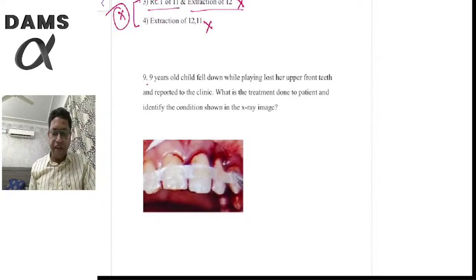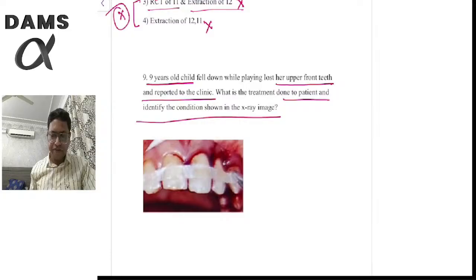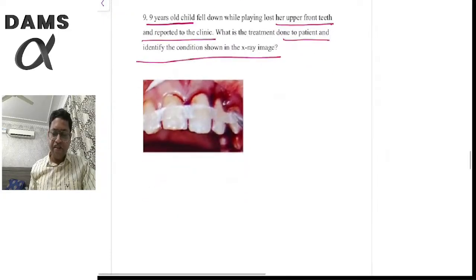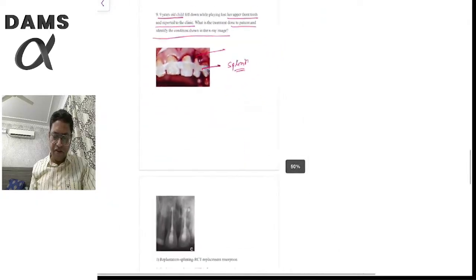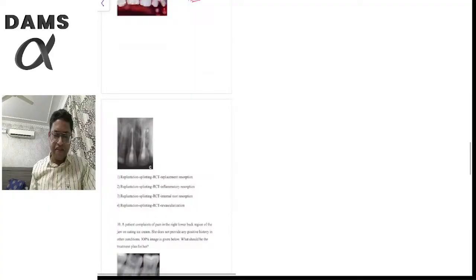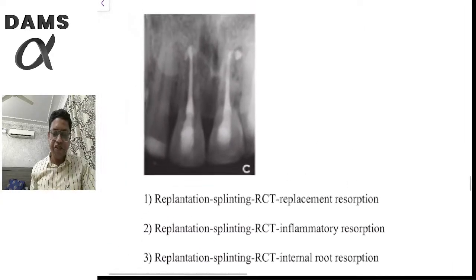A 9-year-old child, again a sort of clinical history based question. A 9-year-old child fell down while playing and lost her upper front teeth and reported to the clinic. What is the treatment done to the patient, and identify the condition shown in the X-ray image? Okay, so we can see some sort of trauma is there, as a lot of blood we can see over there, and some sort of splinting is there, which is clearly identified. A splint has been placed. And this is the post-operative radiograph of the patient.